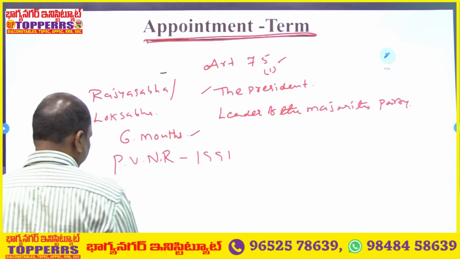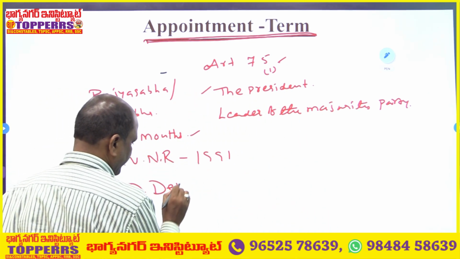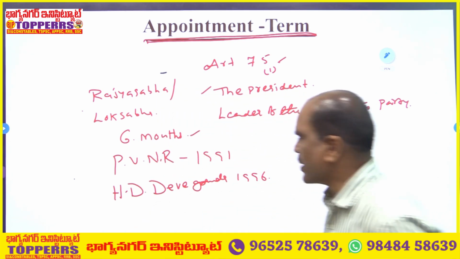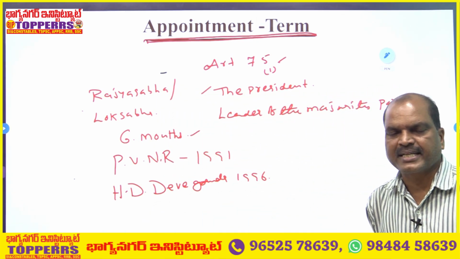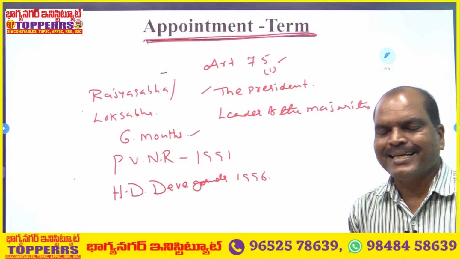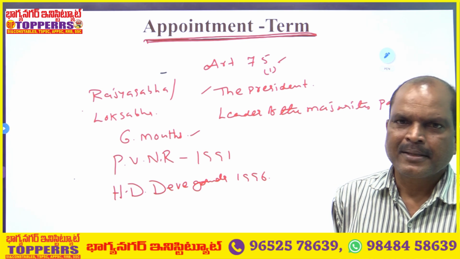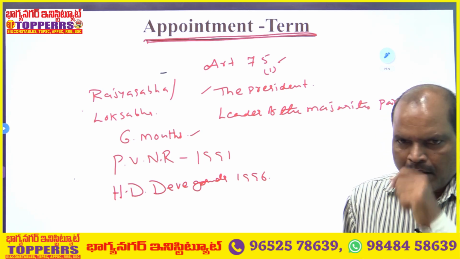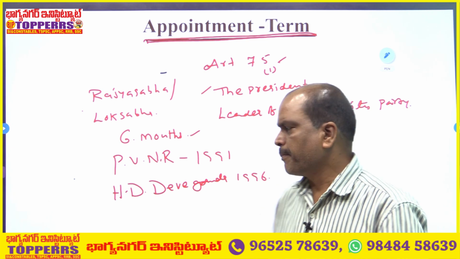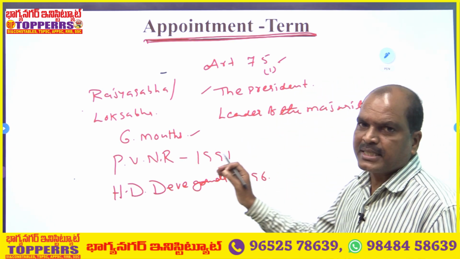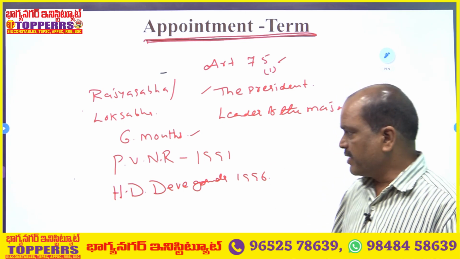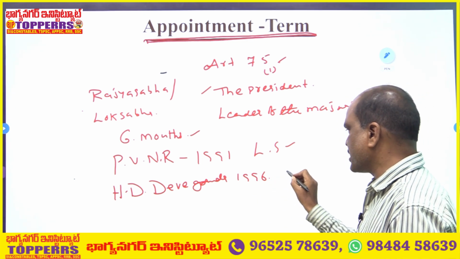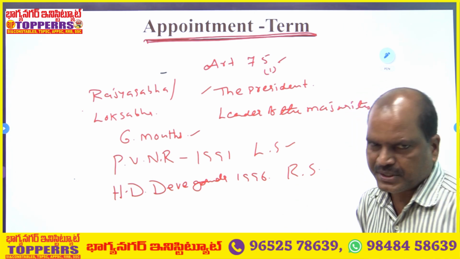And the second one, H.D. Deve Gowda, 1996. Without a membership of Parliament, H.D. Deve Gowda became the Prime Minister of India in 1996. Within 6 months, he was elected as a member of Rajya Sabha. So P.V. Narasimha Rao and H.D. Deve Gowda became Prime Minister without membership of Parliament, and were elected to Parliament within 6 months. P.V. Narasimha Rao was elected to Lok Sabha, and H.D. Deve Gowda to Rajya Sabha.